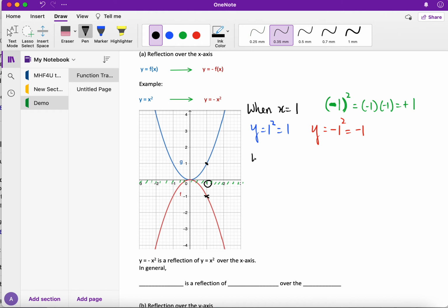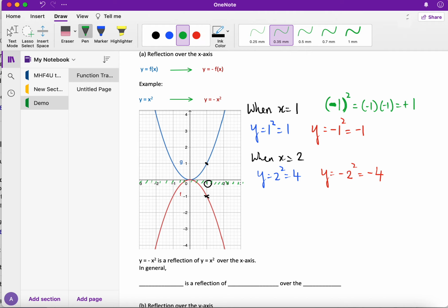Now, we check another point, when x is 2. For the blue function, you will have y equals 2 squared, which is 4. For the red function, you will have y equals negative 2 squared, which is negative 4.